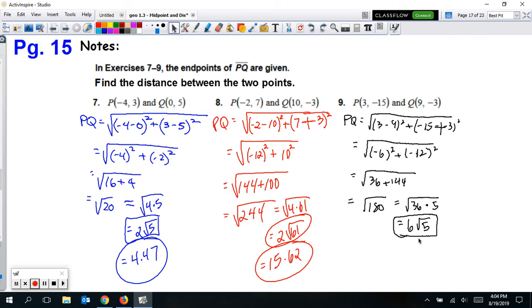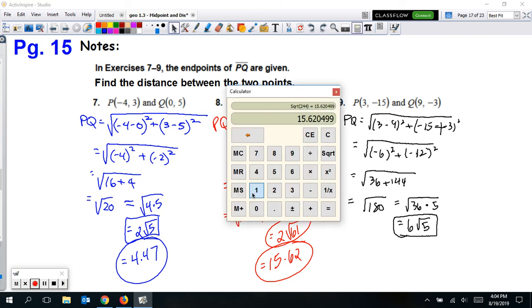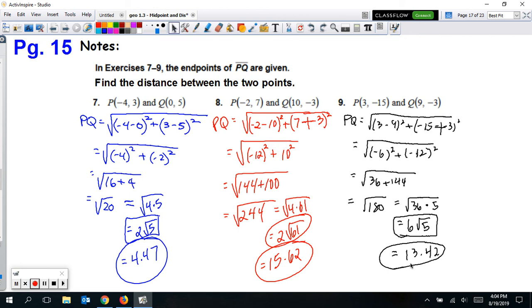And then to get the decimal, you can go back and just use 180. And so we'll just hit 180 and square root and get our decimal form of that one, 13.4. On this one, the 6 is bigger than 5, so we're going to round this up to 4.2 for 2 decimal places. So round up on this one. So 13.42 is what we get here.